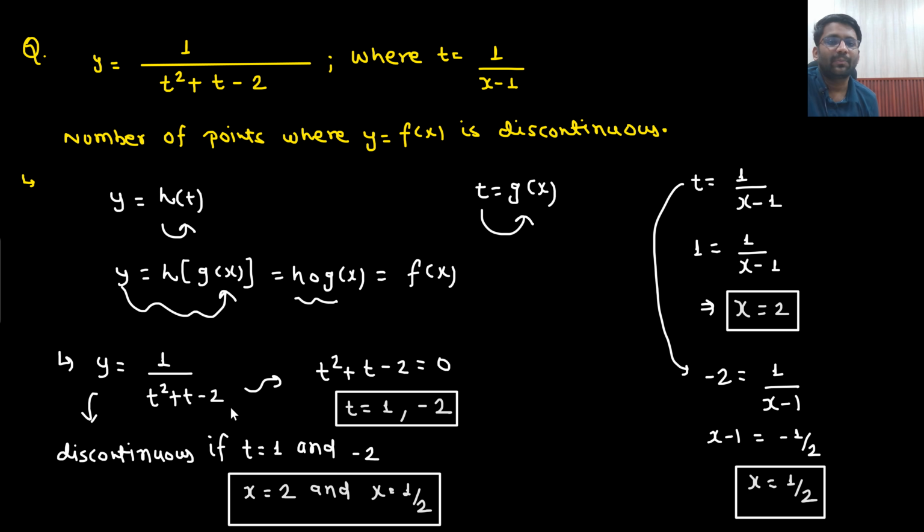Okay sir. Now, but they are asking the value of x. So if t equals 1, what is the value of x? Value of x is 2. And if t equals minus 2, then what is the value of x? The value of x is 1 by 2. That means y will be discontinuous at x equals 2 and 1 by 2. That's it. From here to here we have got the answer. Very simple thing, very straightforward.